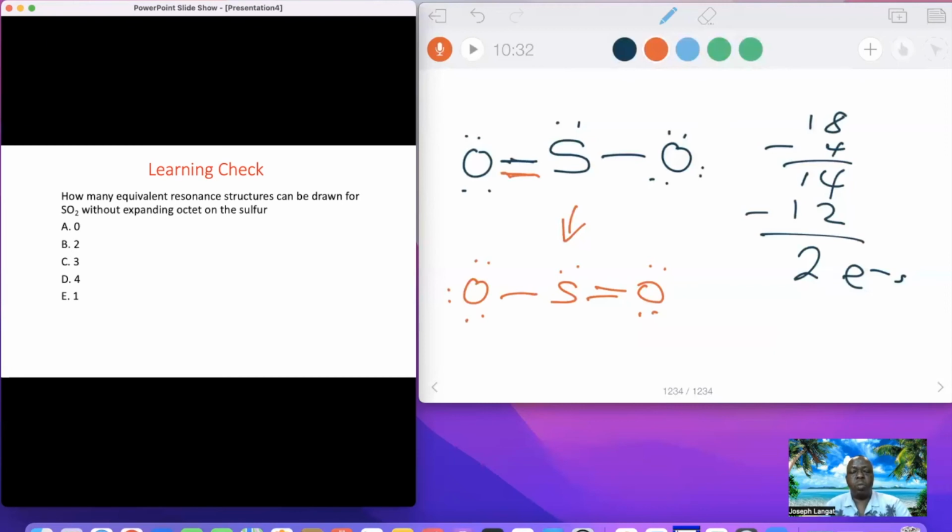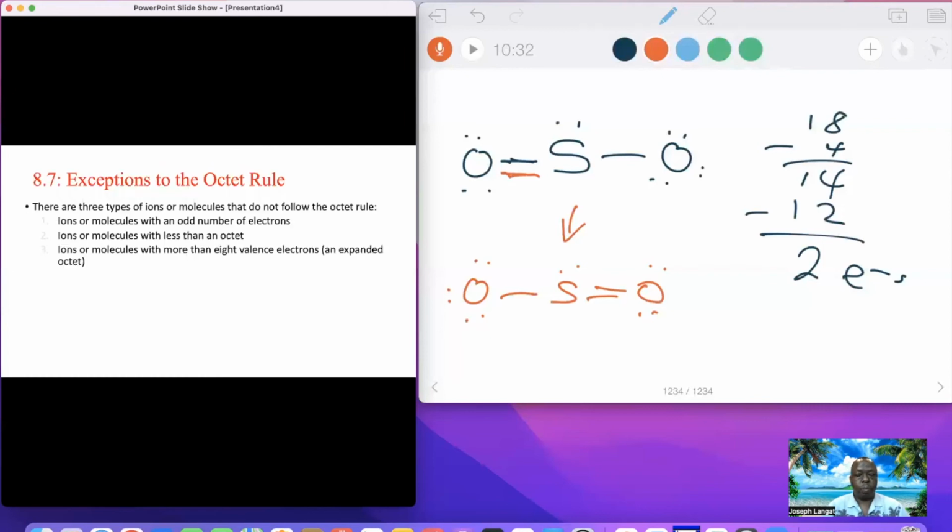So unless you draw the Lewis structure, move around the double bond, you won't be able to determine the possible resonance structures. And remember what I say, resonance structures are structures of the same molecule. The only difference is the position of either the double bond or triple bond.